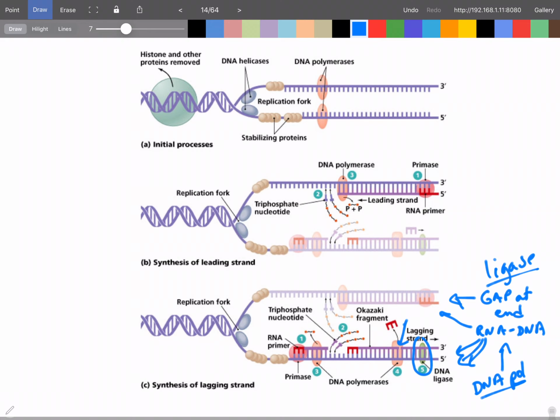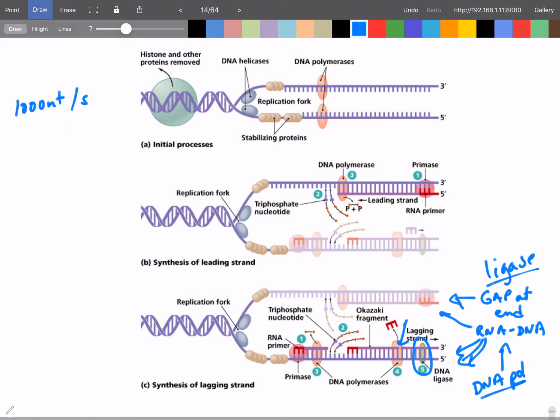Now, there's some things that I want to mention about DNA polymerase. It's very fast. DNA polymerase goes at about 1,000 nucleotides per second. So it's like a jet engine. It's flying through and adding these nucleotides very, very quickly.